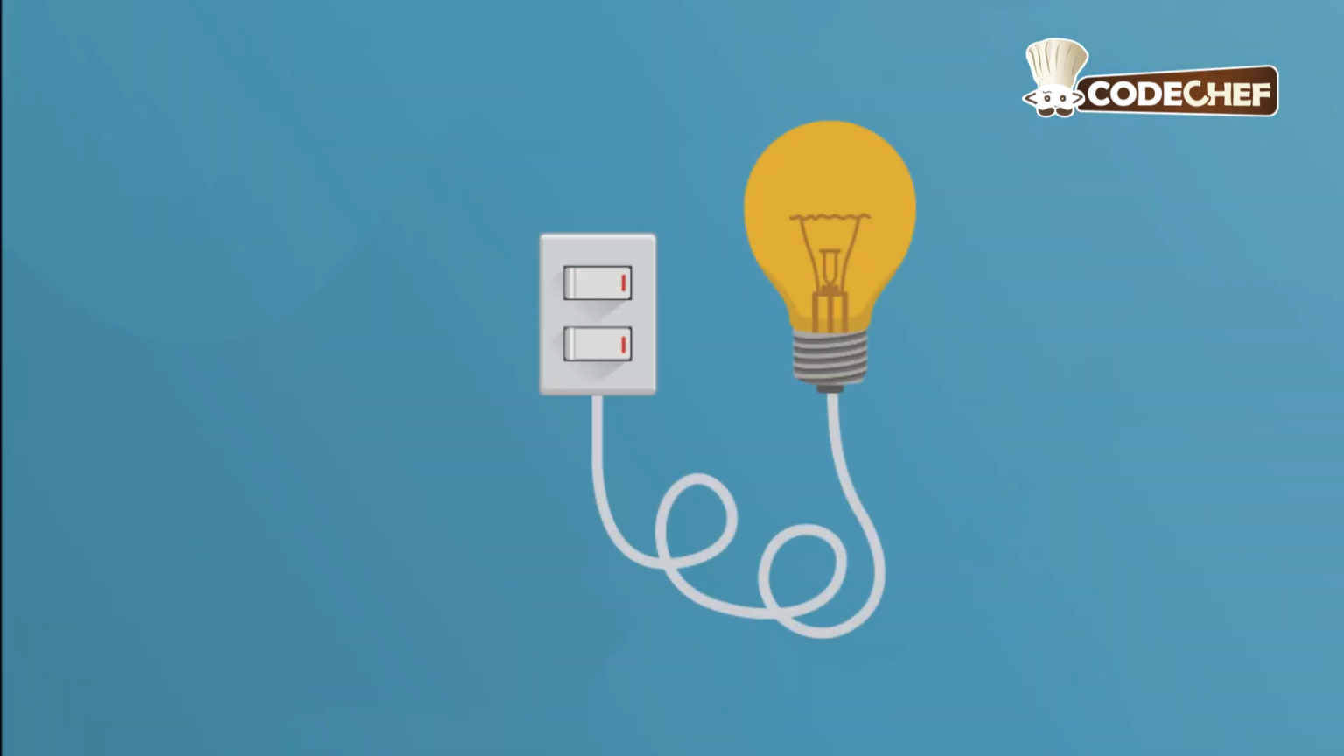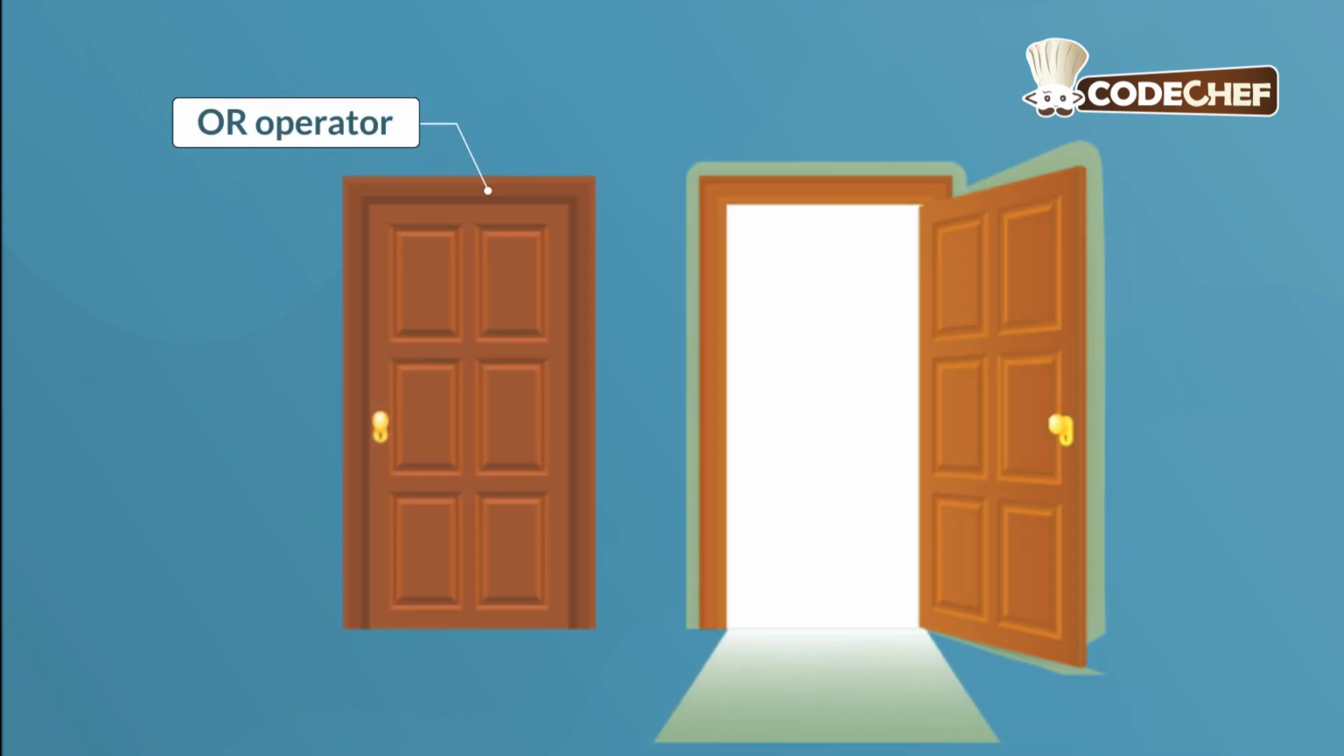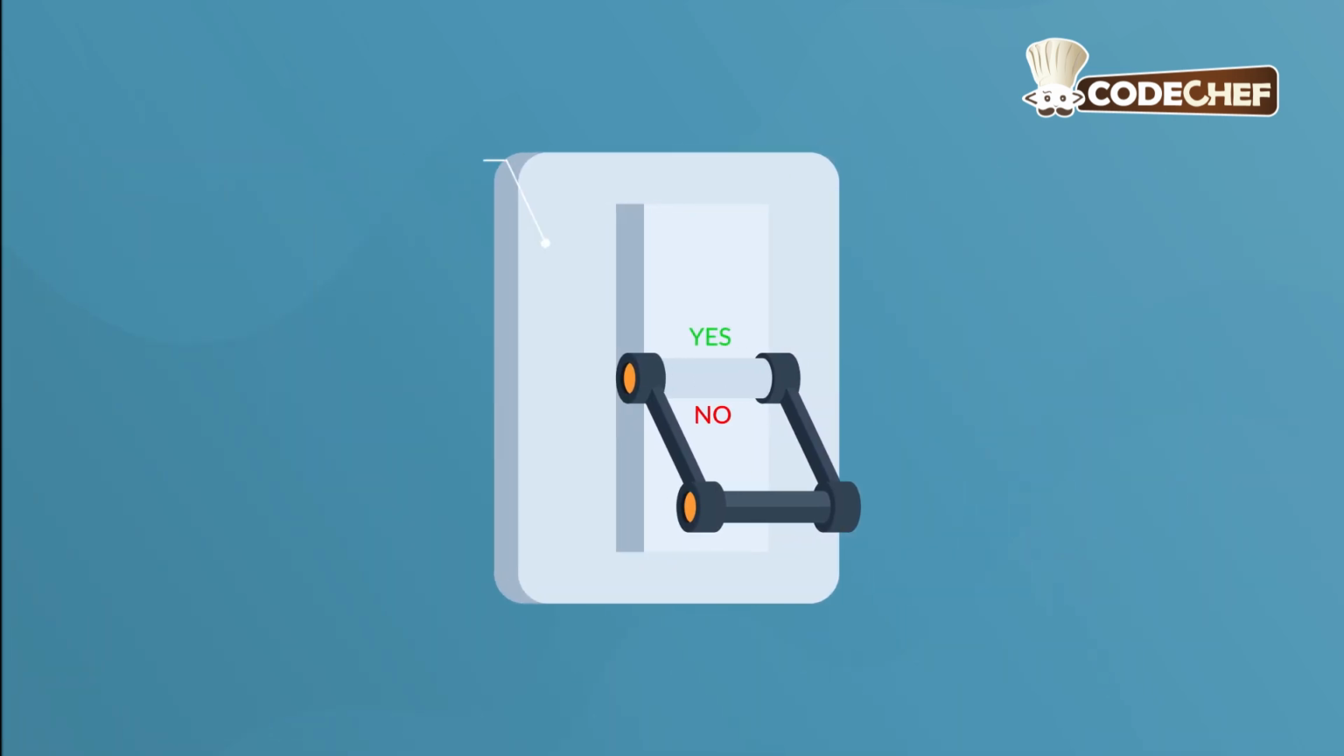Think of logical operators like switches. The AND operator is like two switches controlling one light. Both must be on for the light to glow. The OR operator is like two doors. If at least one is open, you can pass through. The NOT operator is like flipping a yes into a no, or a no into a yes.